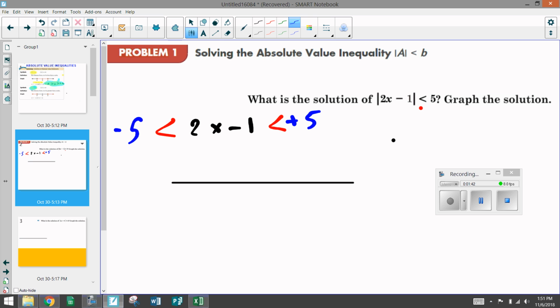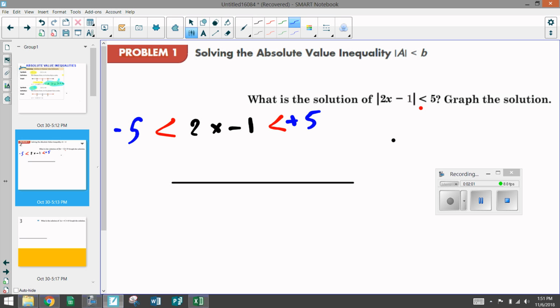Is that clear? This is the first step. Very simple: get rid of the absolute value sign, then put the expression in the middle of two less than signs, in between plus and minus 5. Is that clear so far? Makes sense? Yeah.